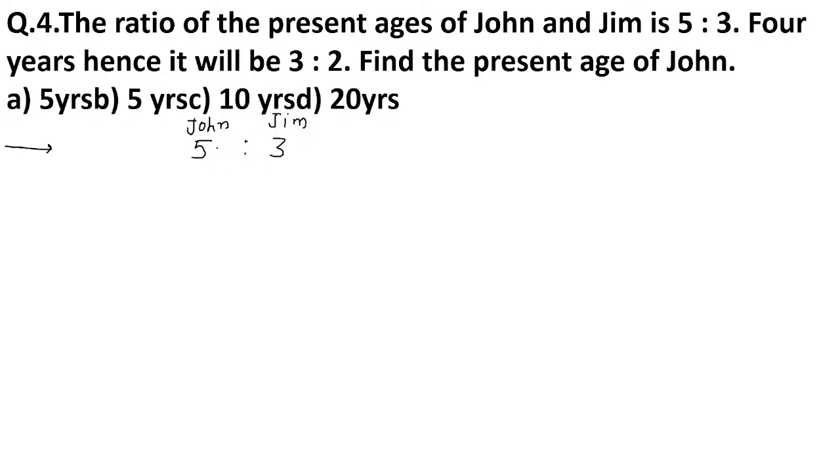Let John's age be 5 parts and Jim's age be 3 parts. After 4 years, their age ratio is changing to what? 3:2. That is 3 parts and 2 parts. This is happening after 4 years. Again, this is not the actual age. This is the ratio given. Correct? After 4 years.